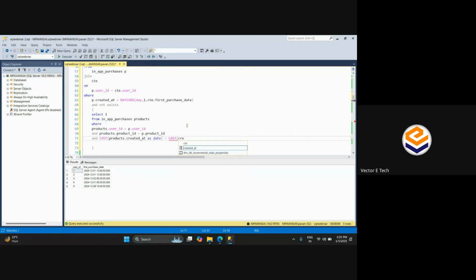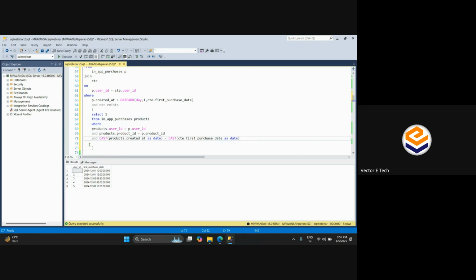CT, right? CT dot first purchase date. We need to convert, right? We call it as date. So these are the conditions where the user ID and product ID must be the same, and the minimum purchase date should be the first purchase date, or you could say self join. These things should be comparable, and we need to exclude those values. We are making sure that those dates do not lie with respect to these conditions.